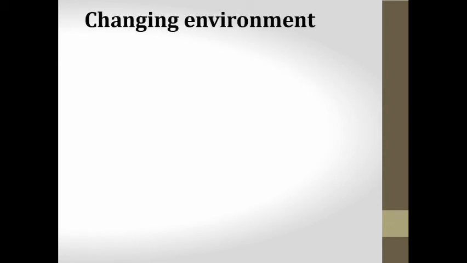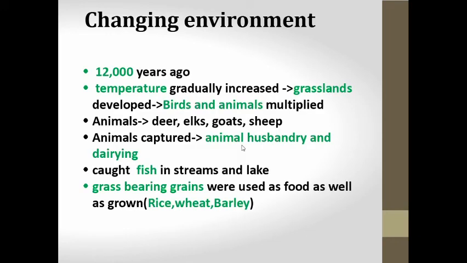Now, about 12,000 years ago, sudden changes took place and the temperature gradually increased. Because of this, many grasslands developed. Since grasslands started developing, many birds and animals started multiplying because they depend on grass. So animals like deer, elks, goats and sheep started appearing. People started observing this.